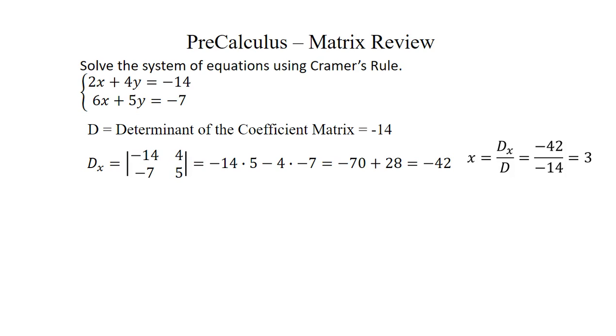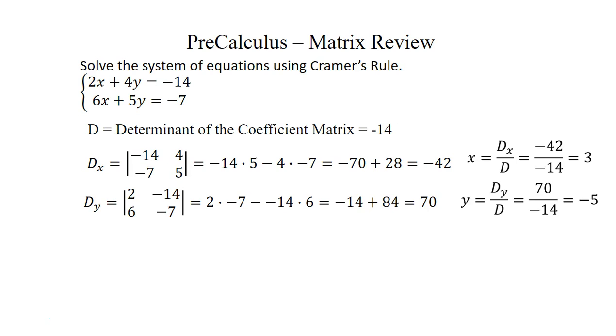And then dy is going to be the same matrix, except we're replacing the y coefficients with the constants. And to find x, we just do dx divided by d, which we came out to 3. And for y, we're going to do dy over d, which gave us -5. So we got the same solution.